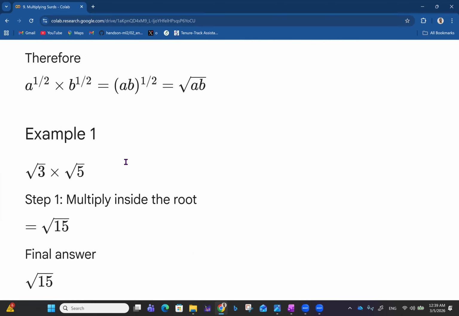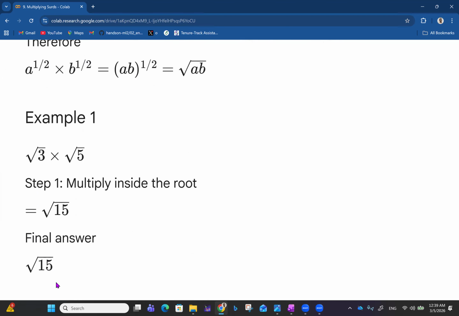An example: the square root of 3 times the square root of 5. You just multiply inside the root, so you have the square root of 15. The final answer is root 15. Root 15 cannot be simplified further because there is no square factor inside 15. You can't factorize a square root out of 15. So you leave it like that.